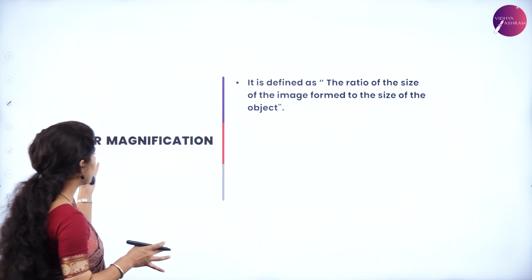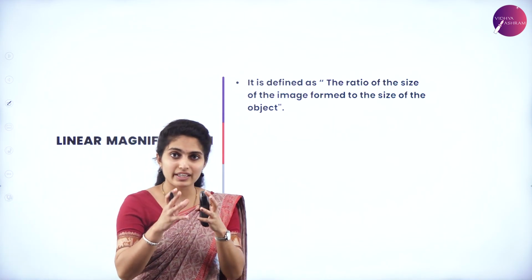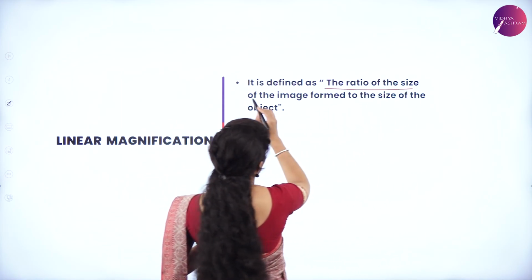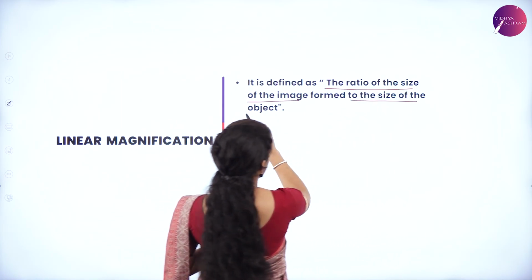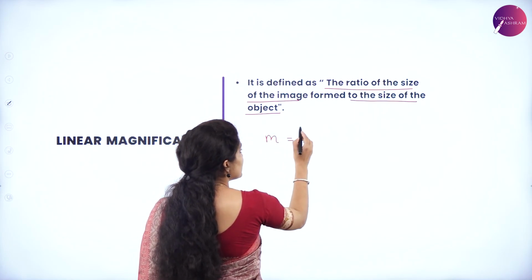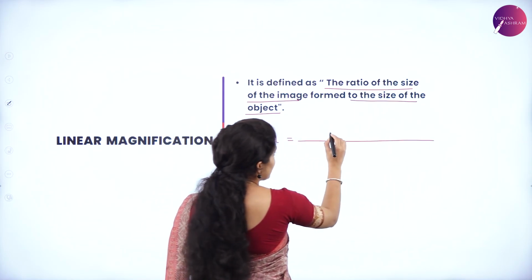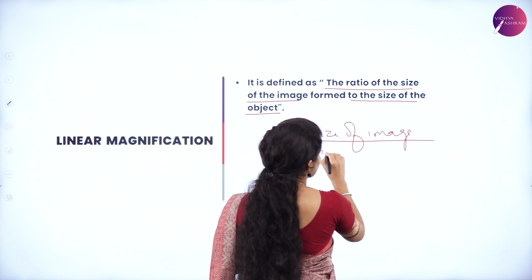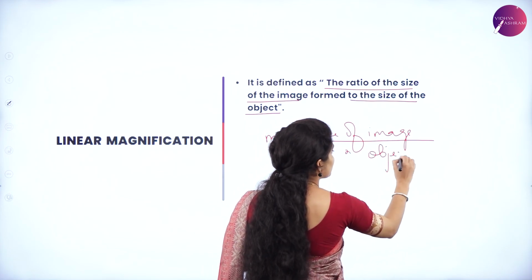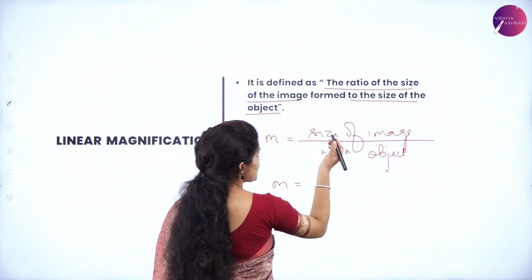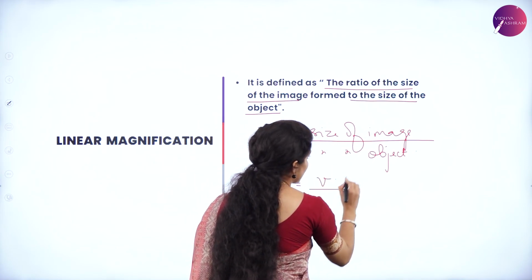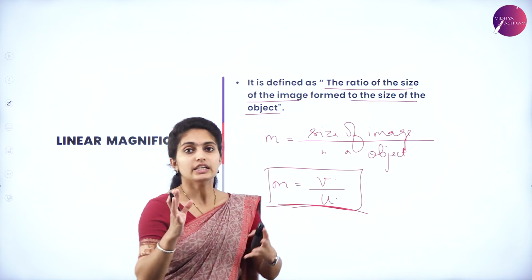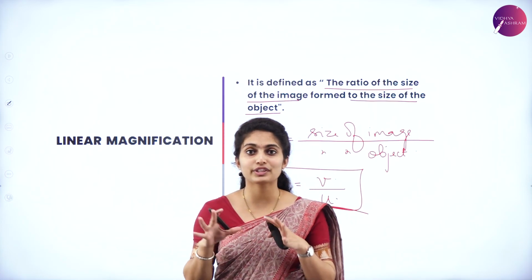Finally, we are heading on to the linear magnification. You're magnifying, that is, you're identifying the size. So it is the ratio of size of the image to the size of the object. Magnification is written as the ratio of size of the image to the size of object. So, size of the image will be V and size of the object will be U. M is equal to V by U. This is how you identify the linear magnification in case of the mirror images.